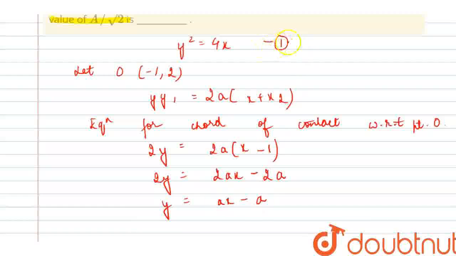Now we have the value of a here. Comparing this with y square is equal to 4ax, we get a is equal to 1. Using this a is equal to 1 here, I get y is equal to x minus 1. Let it be equation number 2.